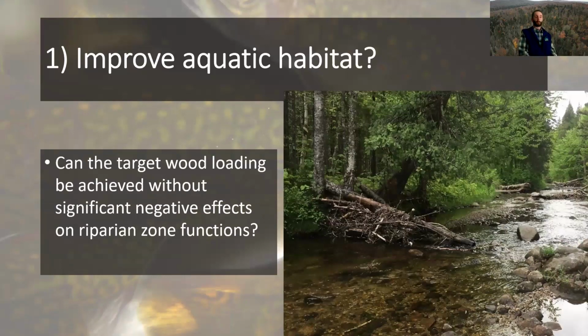Can the target wood loading be achieved without significant negative effects on riparian zone function? So what this is getting at is, if you're going to do strategic wood addition, do you have enough trees on the bank that you can cut some of them and not mess up your shading or other functions of the forest? And maybe if you don't, but you want to do something, maybe this is a place for post-assisted log structures, so you can bring that wood in from outside and you don't have to cut trees from the stream bank.